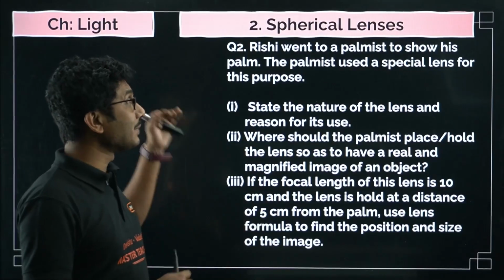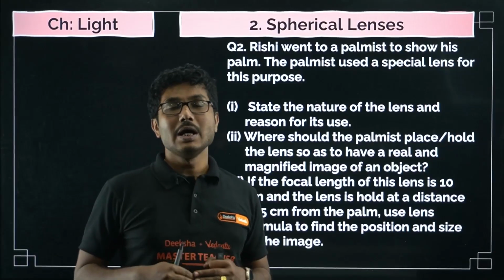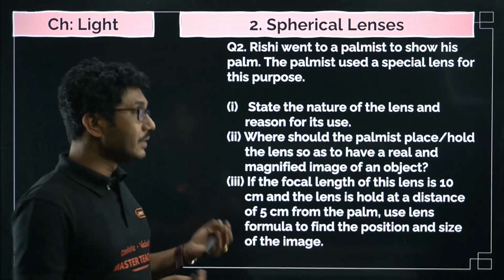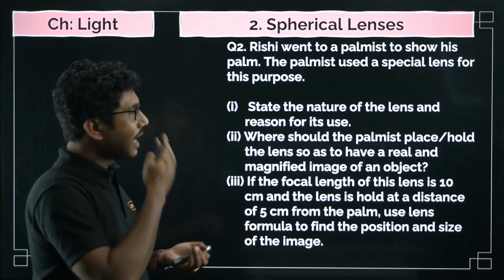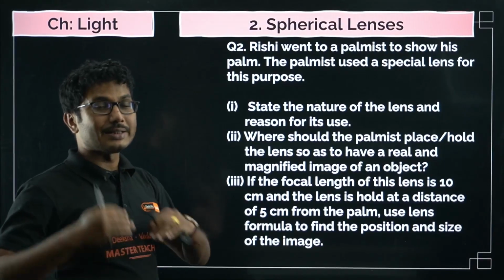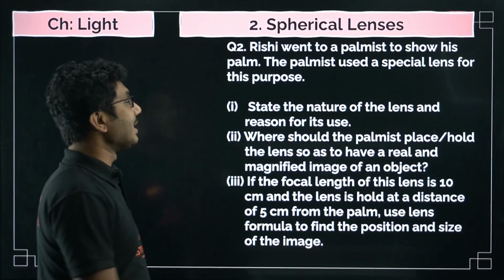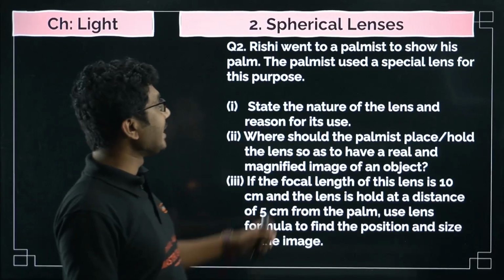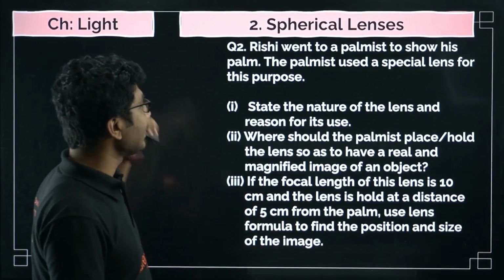Okay, immaterial of that. Sometimes spherical lens is combined with the next chapter, human eye. We will see some problem from that chapter as well. But you have to practice from this concept as well. Now let's see one question. Rishi went to a palmist. This is a case based question.